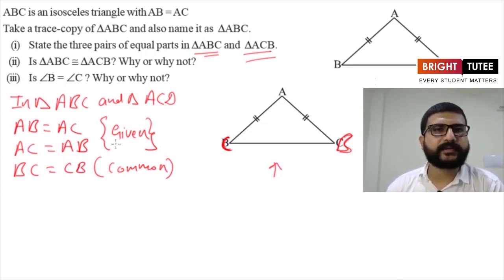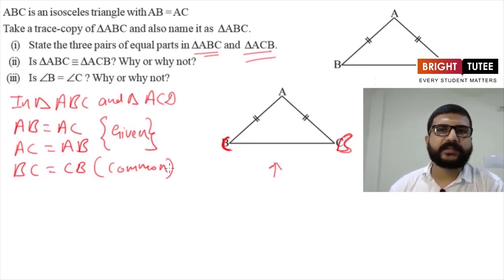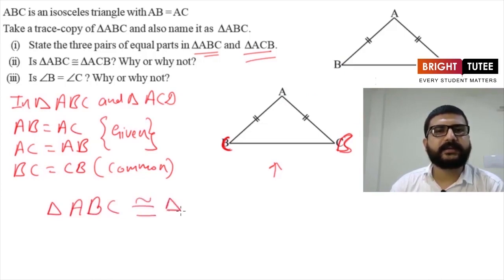Now what do you think? Are they congruent? Yes, they are congruent. And what will be the congruency relation in symbolic form? When we placed the copy of triangle ABC over the triangle ABC only, we got vertex A overlapped with vertex A, vertex B got overlapped with C, and vertex C got overlapped with B. So it means the congruence relation can be written like this. It is triangle ABC is congruent to triangle ACB.